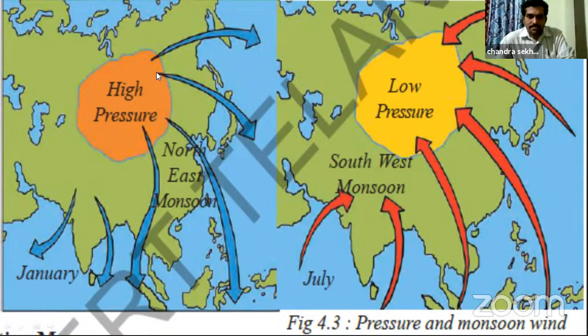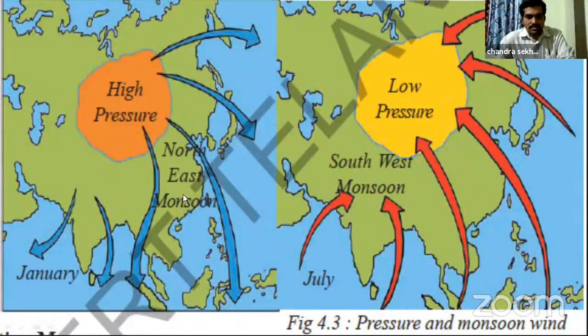In the month of January, over the Indian subcontinent, we experience high pressure. That's why in January, the winds blow from the high pressure area towards the Indian Ocean. You can observe how the arrow marks are going. Always the winds blow from high pressure to low pressure. In the month of July, in the rainy season, the red arrow marks come from the Indian Ocean towards the low pressure area in India to fill up that gap. This is the southwest monsoon. This is the northeast monsoon season.